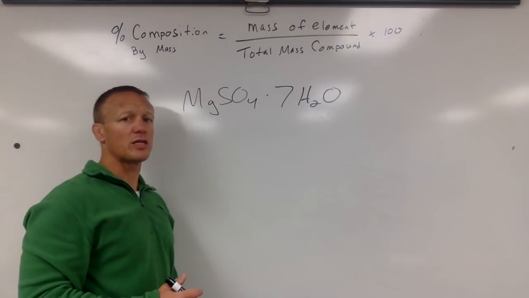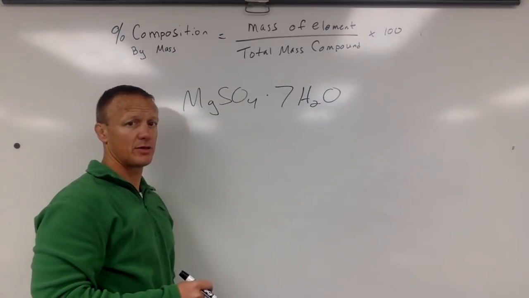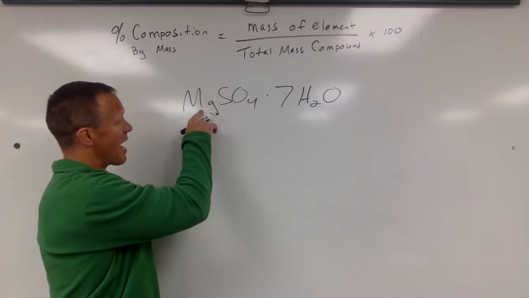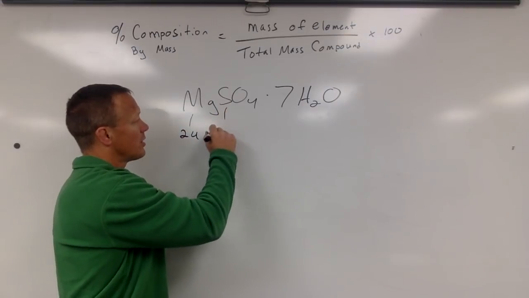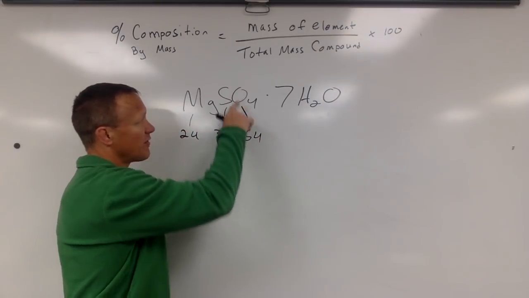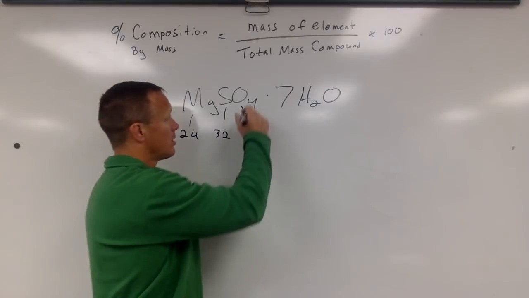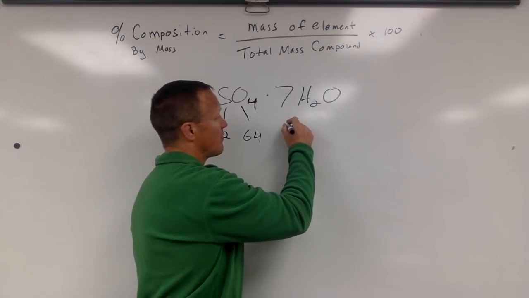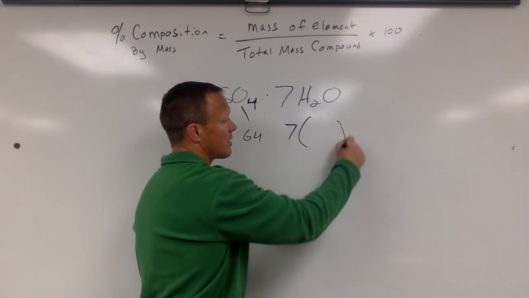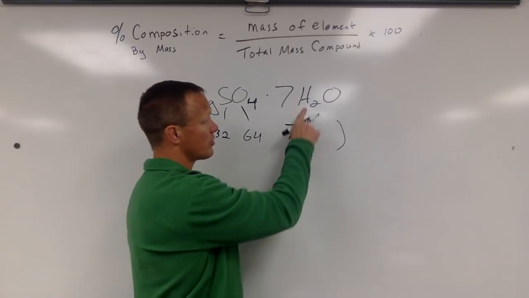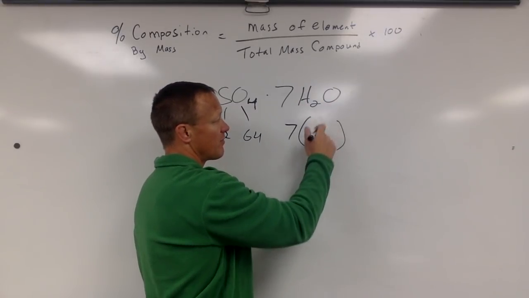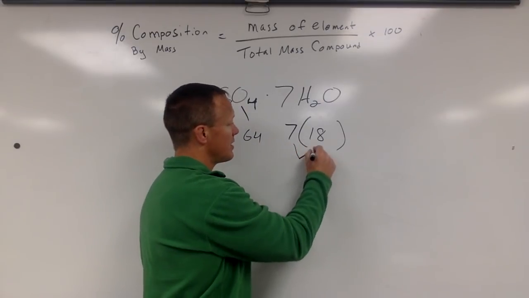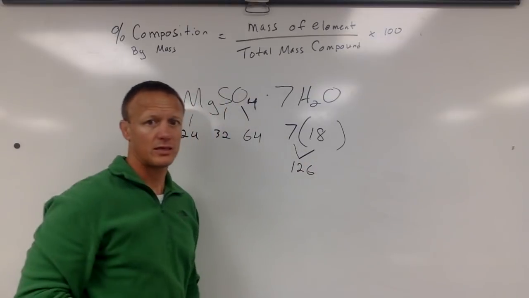A lot of times what I'll ask you is what is the percent of water in this compound? So when we do that, do the same thing. We're going to add up these. So this is 24 grams. That's 32. 64 because there's 16 times 4 oxygens. Then the water is over here. You have 7 water molecules times water's mass. Well, water is 2 for hydrogen plus 16 for oxygen is 18. If we take 7 times 18, that is 126.